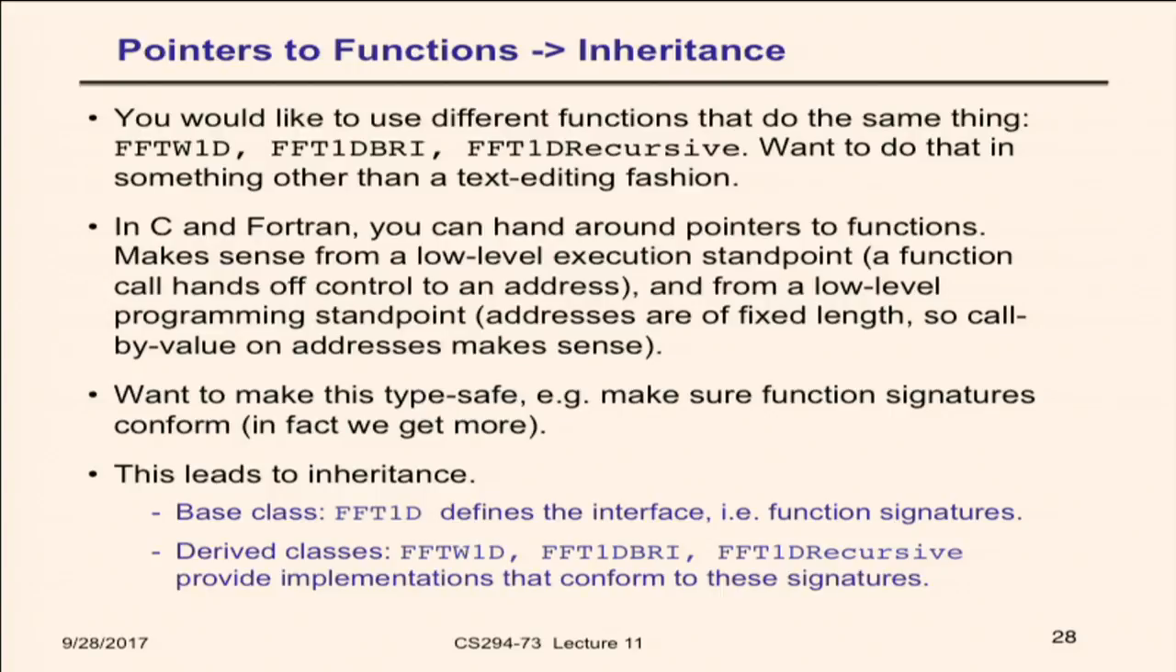Now, we want to make this type safe. Make sure function signatures conform. So you don't want to have just an opaque handle. You'd like the type system to at least check that the things this is made up of will actually do something sensible. So this leads to inheritance. This is an important concept in C++.